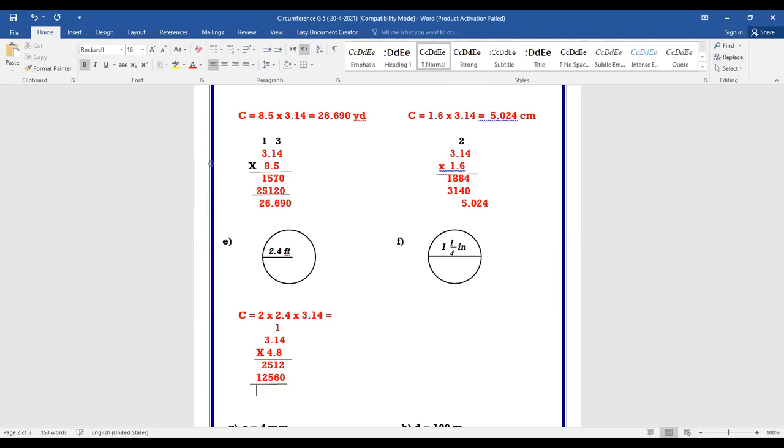2 plus 0 equals 2. 1 plus 6 equals 7. 5 plus 5 equals 10, write 0 and carry up 1 over 2. 1 plus 2 is 3, 3 plus 2 is 5. Then we write the 1 the same. The decimal point goes after 3 digits, between the 5 and the 0. So the circumference is 15.072 feet.